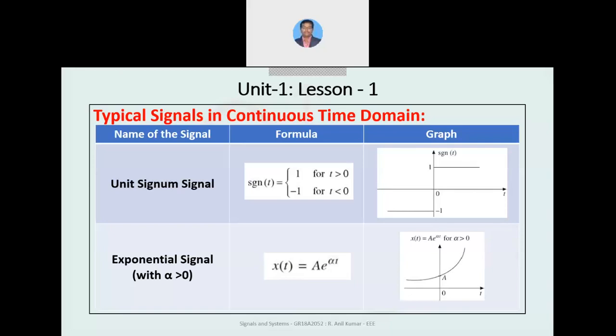And the next signal is the exponential signal. The exponential signal is represented as e power alpha t, where alpha is greater than 0.